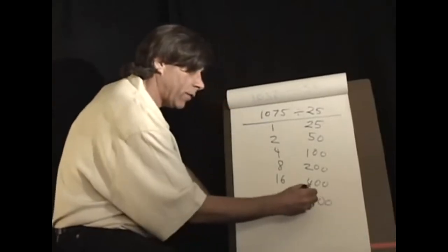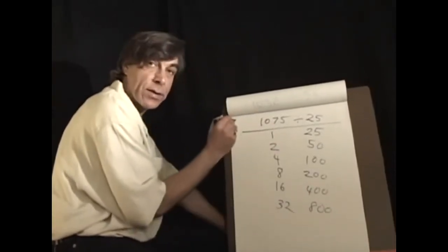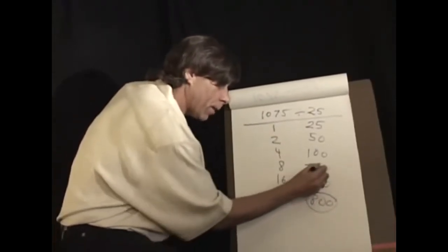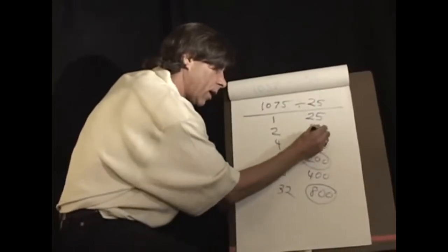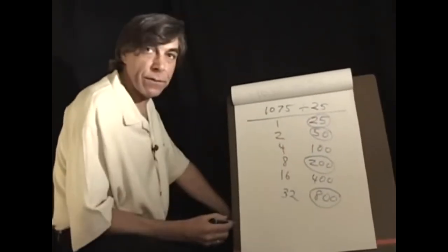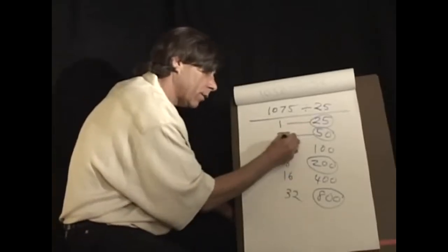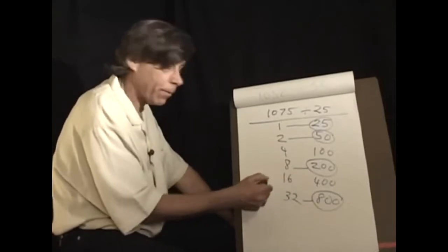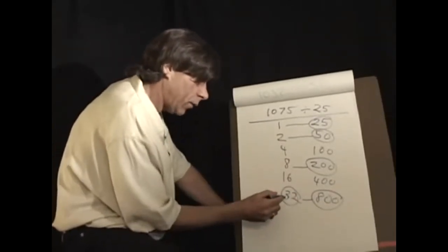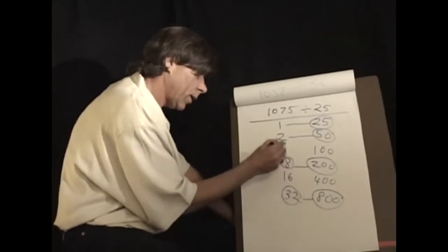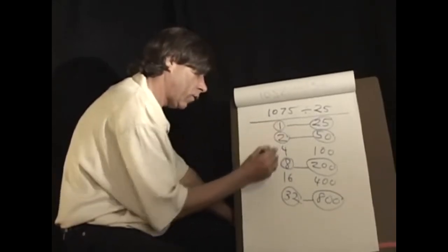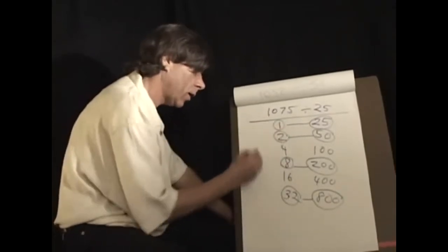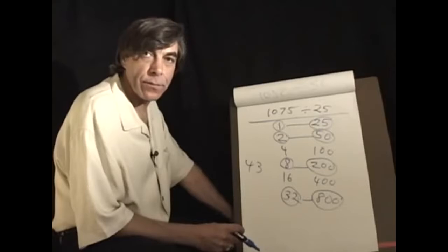I stopped there because if I went further, it's 1600, which is larger than 1075. And if I know that 1075 is 800 plus 200 make 1000, and 50 and 25, I just have to look across at the numbers that correspond there, or in a computer there would be electrical circuits. And if I know that 32 plus 8 is 40, 42, 43. So 1,075 divided by 25 is 32 plus 8 plus 2 plus 1, 43.